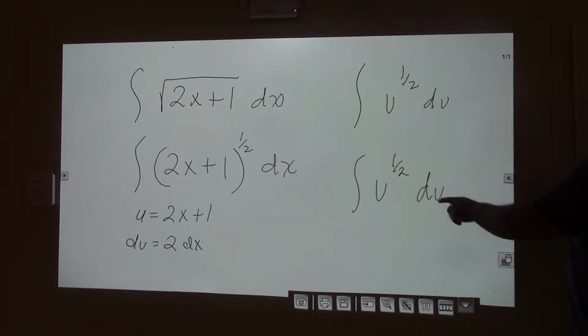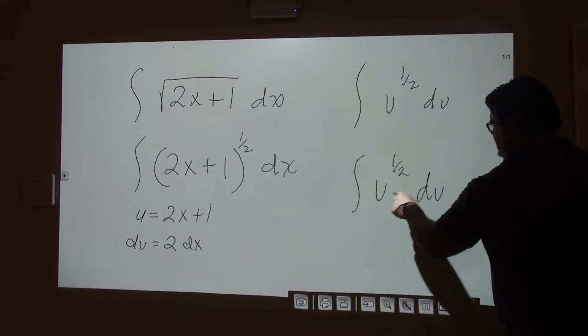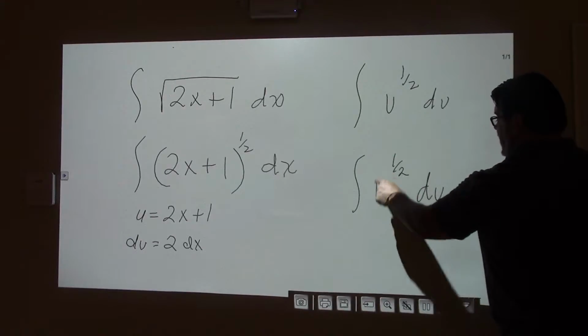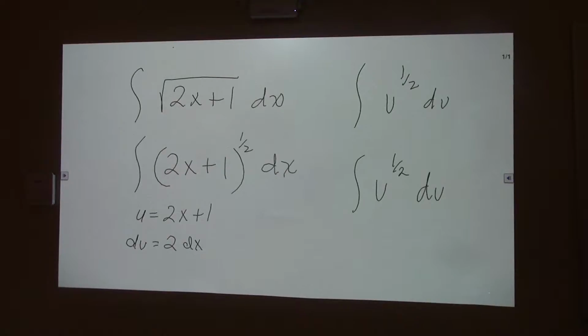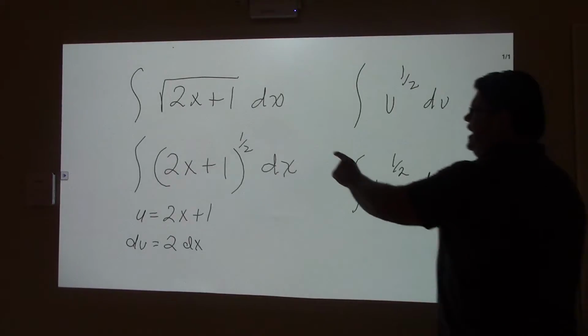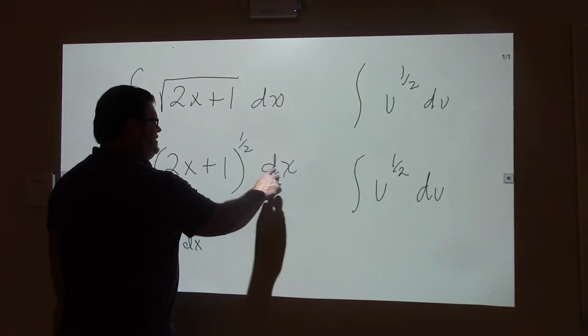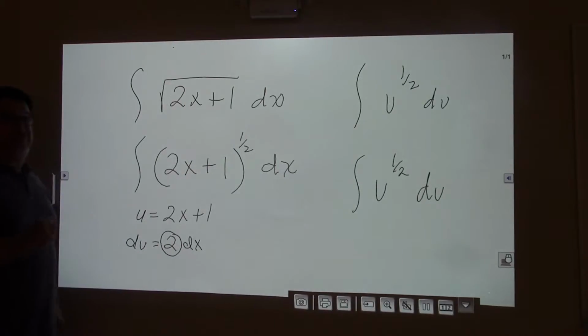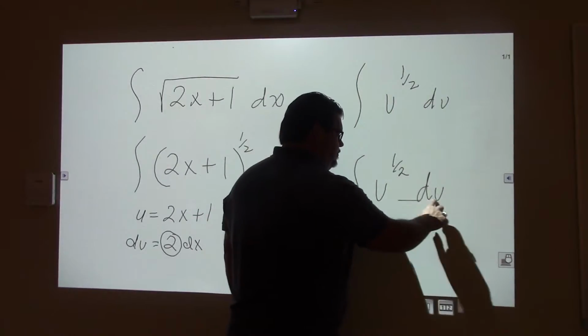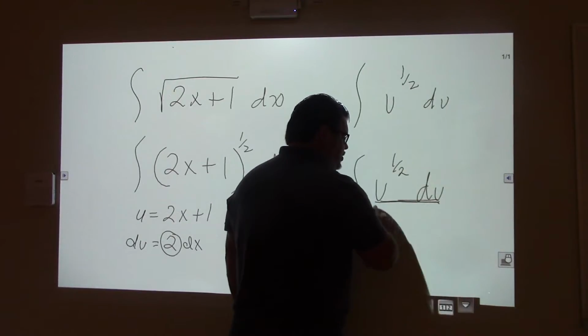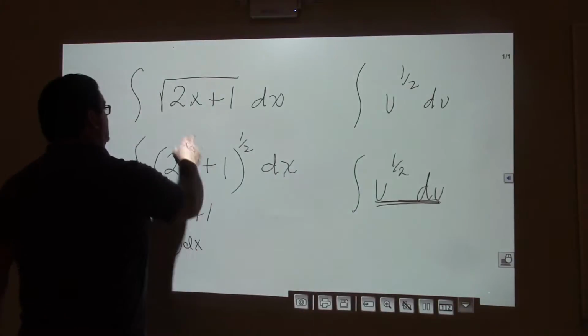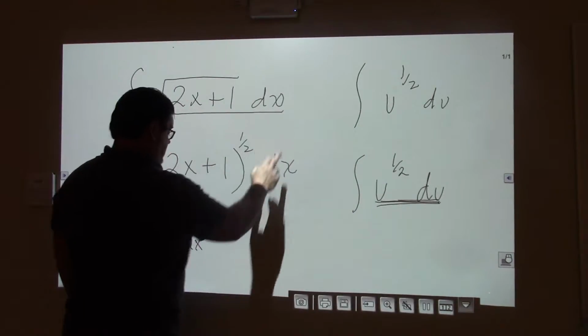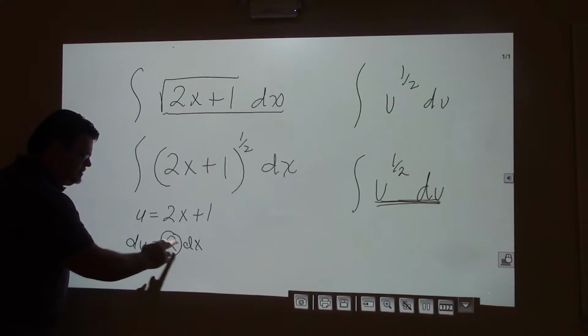So you start to think, I can take the antiderivative of this. That'd be u to the what? 3/2 over 3/2, right? But I got to have du. Well, what do I not have right here? I've got the dx, but what do I not have? I don't have the 2. In order to take the antiderivative here, I've got to have u du. I don't have u du. Okay? du is 2 dx.